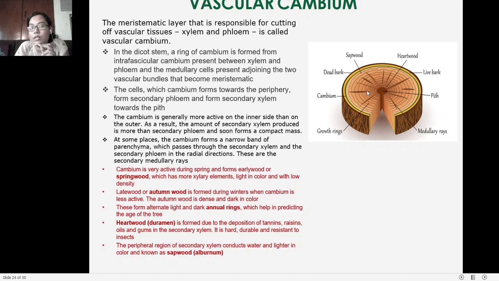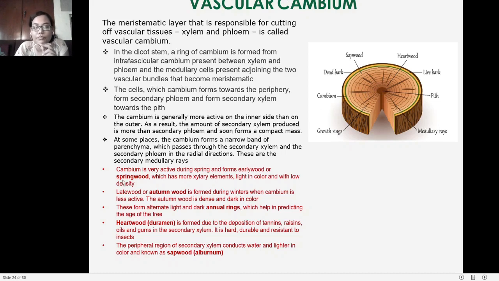Here you can see some dark straight lines within the rings. These you can call secondary medullary rays. They are formed by the cambium producing a narrow band within the secondary phloem and secondary xylem. These narrow bands pass through secondary xylem and secondary phloem in a radial direction, so they are called medullary rays.